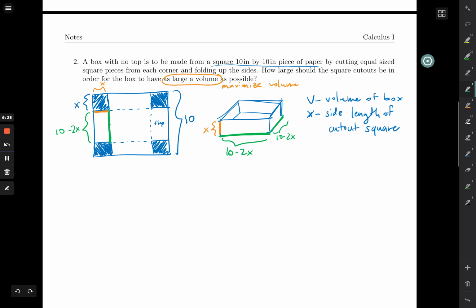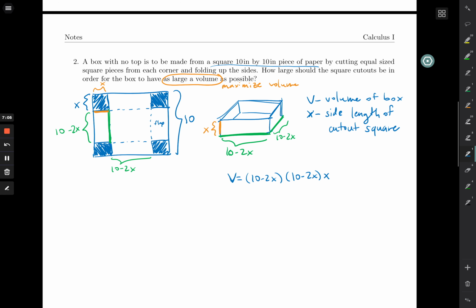Okay, 10 minus 2x, and that would be this side right here. Since we start with a square and we cut out a square, it's going to be the same length. So putting all of this together, we can write down an equation for the volume of the box. The volume is going to be equal to, we just take each of our sides and the lengths of these and multiply them together. So we get 10 minus 2x, another 10 minus 2x, and an x, right?